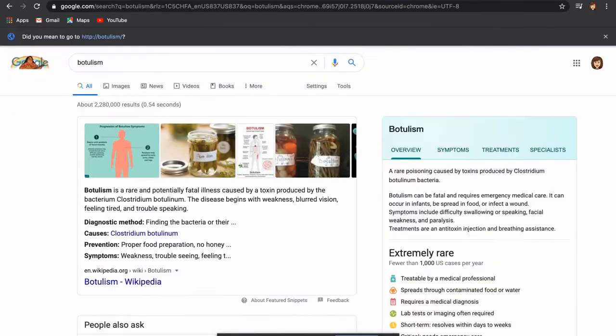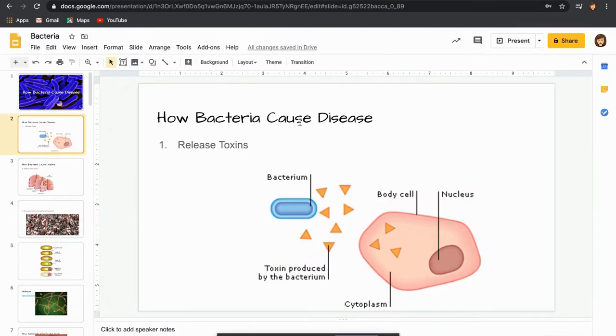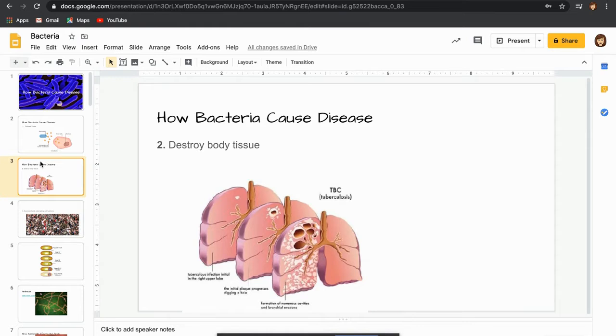It also actually has some positive effects. You can get these Botox injections in places where you get muscle spasms, and it will cause paralysis there, which can be relieving for some people. But the most popular use that you know about would be the Botox injections. Okay, so bacteria release toxins. That makes you sick. Bacteria can also destroy your body tissue.